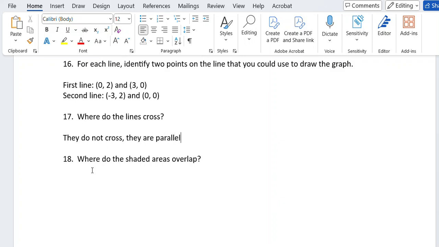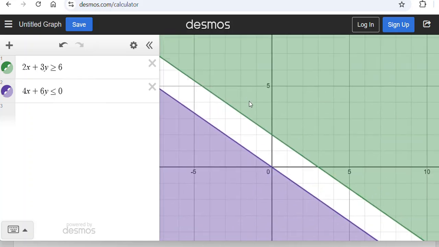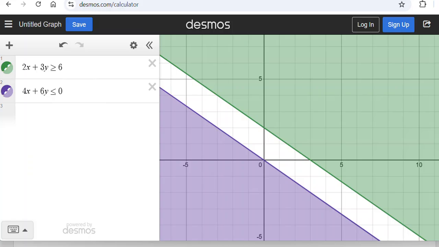So my last question here, where do the shaded areas overlap? They don't overlap because I'm shading sort of the two opposite sides of the two parallel lines. So since the lines are never going to cross, those shaded areas are never going to overlap.